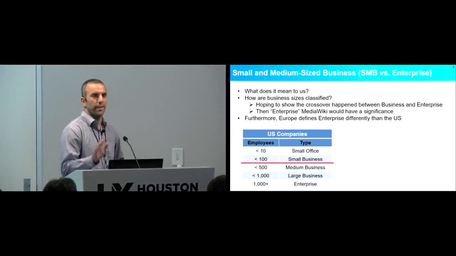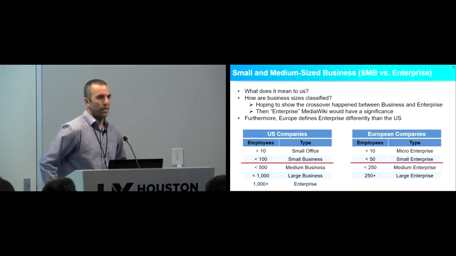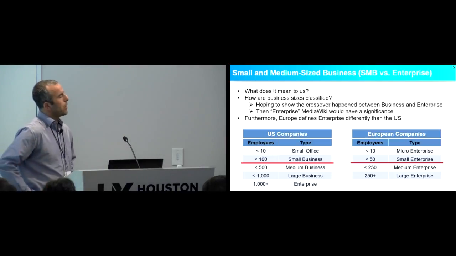Europe actually completely changes how businesses are classified. Just for reference, they call everything enterprise. So I think it probably serves Enterprise MediaWiki better to follow the European definition. But still, in all these cases, this 150 number keeps popping up. It's when companies start redefining and restructuring themselves.